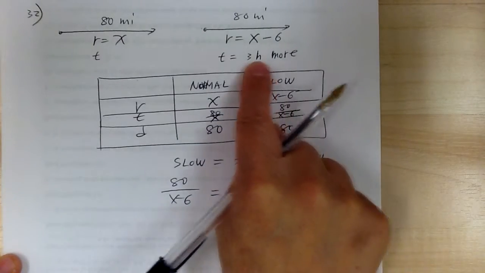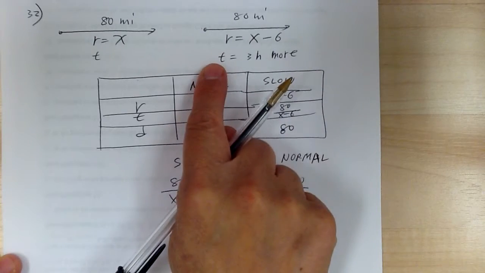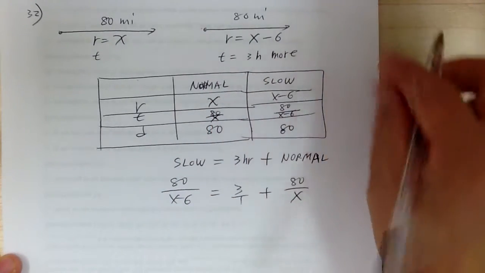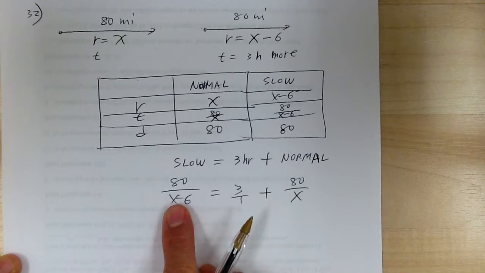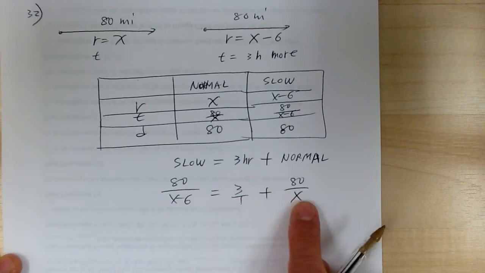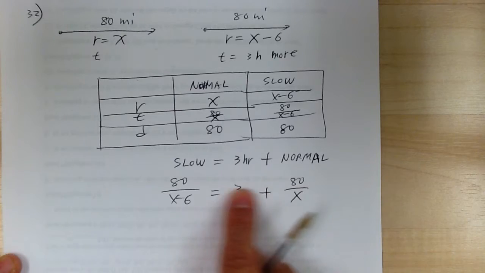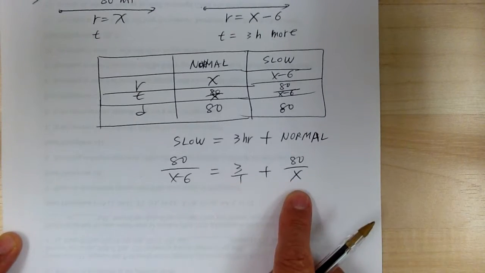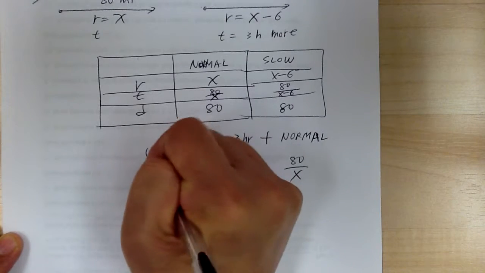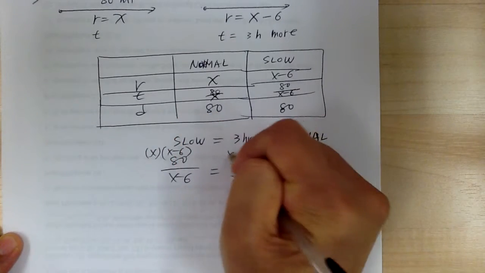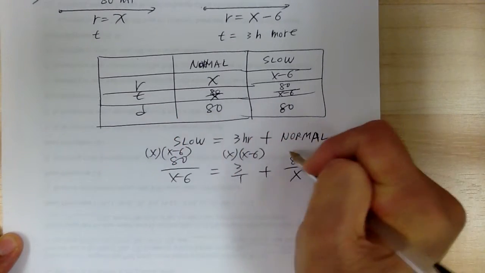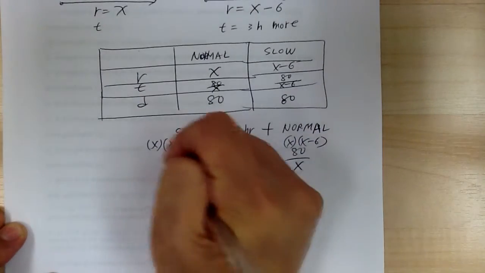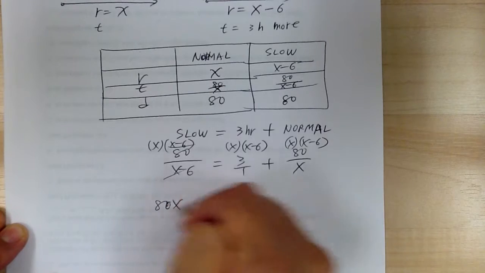Okay, so you got to know this part of here. Again, this is the slow equal to 3 hours more than the normal, right? So again, slow is equal to 3 more than the normal speed. So this is very important to learn how to translate this part. This is the key. So now you have to solve. Your LCD is x times x minus 6, right? That's your LCD. So cross it out, you get 80x equal.